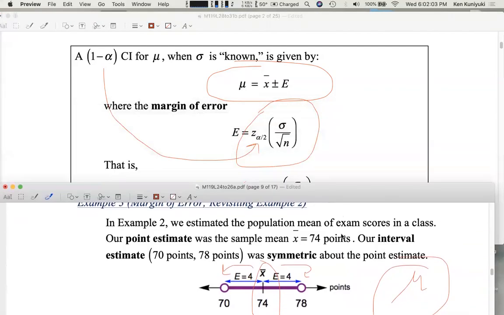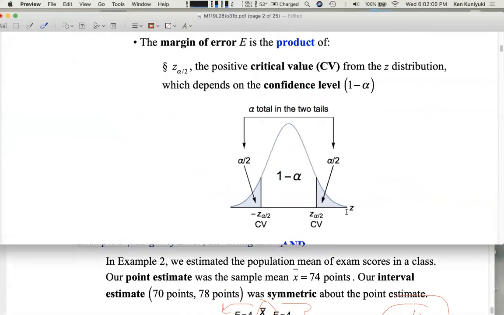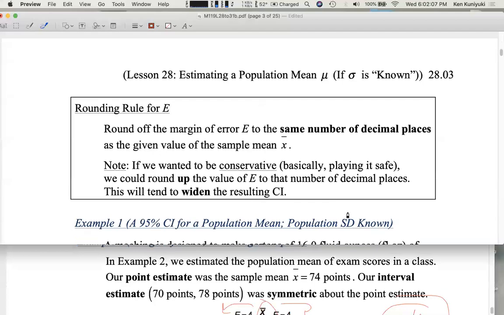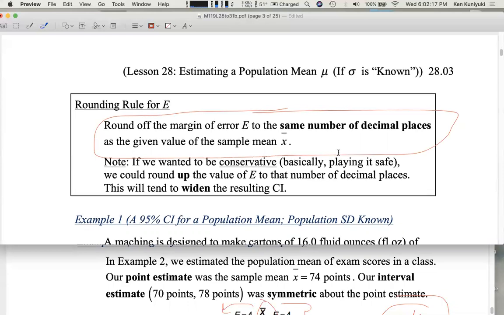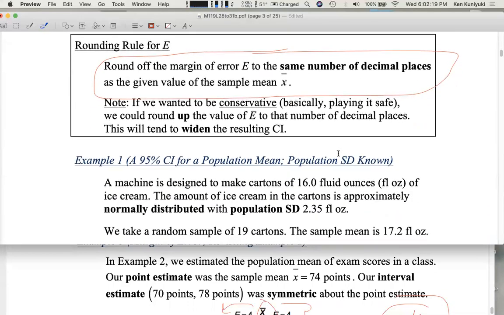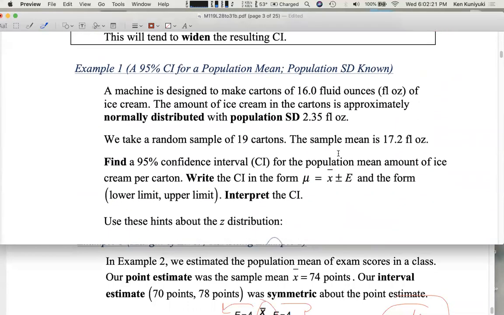All right. To be conservative, round up the margin of error and use the same number of decimal places as the given value for x bar, the sample mean. All right. Example 1. Let's apply these ideas.